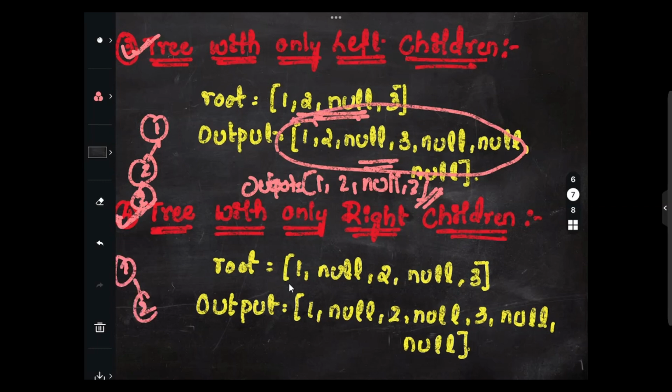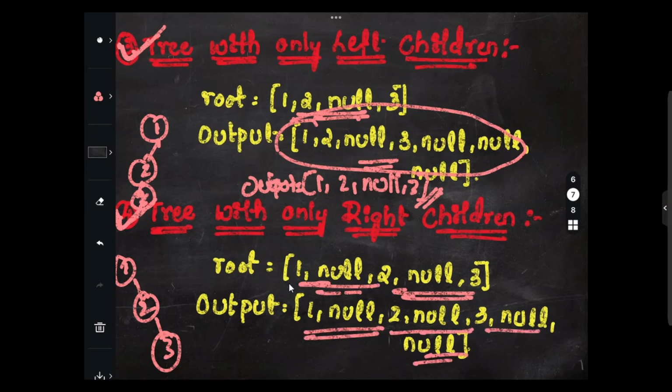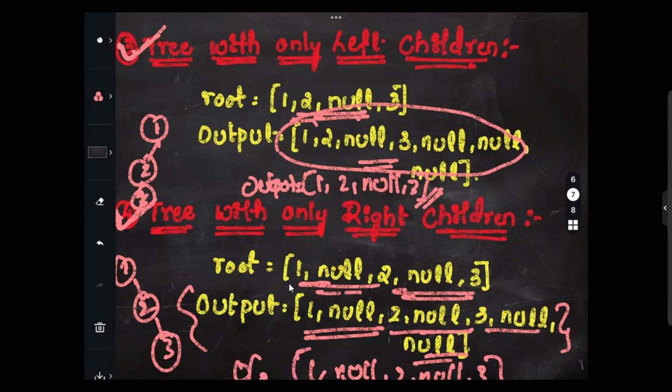Let's move on with the fourth edge case, tree with only right children. Here 1 null 2 null 3, right skewed. Basically this is left skewed tree and this is right skewed tree, right? So we have solved enough problems to understand the right and left skewed tree by now, right? So root 1 null 2 null 3 we have. So the output that we need to get here is 1 null 2 null 3 null null. So this is after the serialization. After deserialization, we get 1 null 2 null 3 basically, right? So this is the main output.